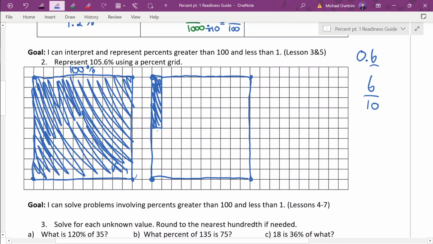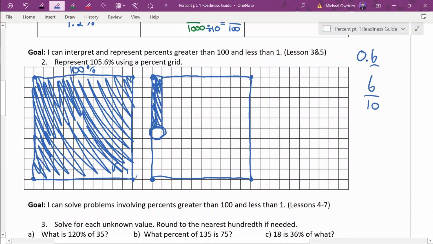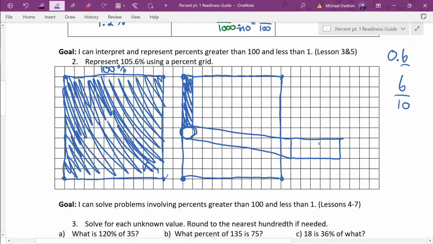So what I need to do is zoom in on one square, and I need to represent that in that one square, I have 6 out of 10 possible things filled in. So there's your 6 out of 10 in that square. And again, this is 6 out of 10 of 1%, which is why it represents that 0.6%.